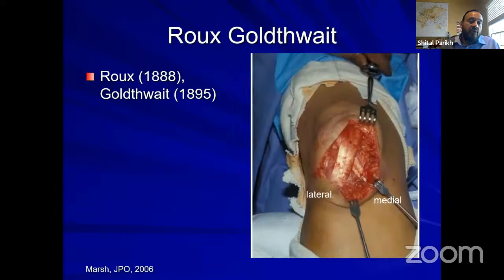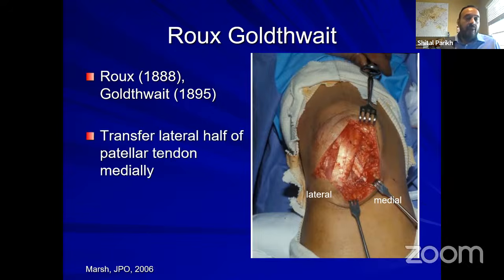So the other option of doing a change in the distal vector is doing a Roux-Goldthwait procedure, where you take the lateral half of the patellar tendon, you put it underneath the medial half, and then you sew it to the periosteum. We do this very commonly in younger patients who are in their first decade.